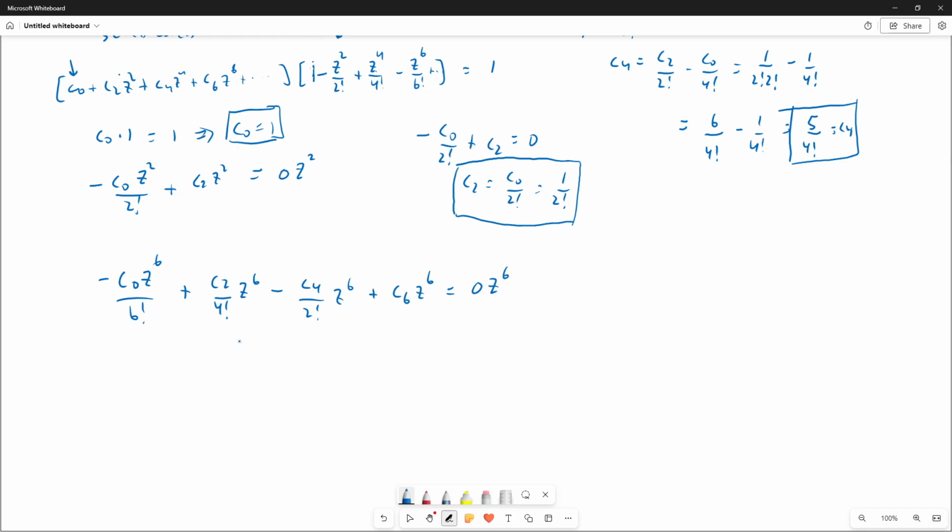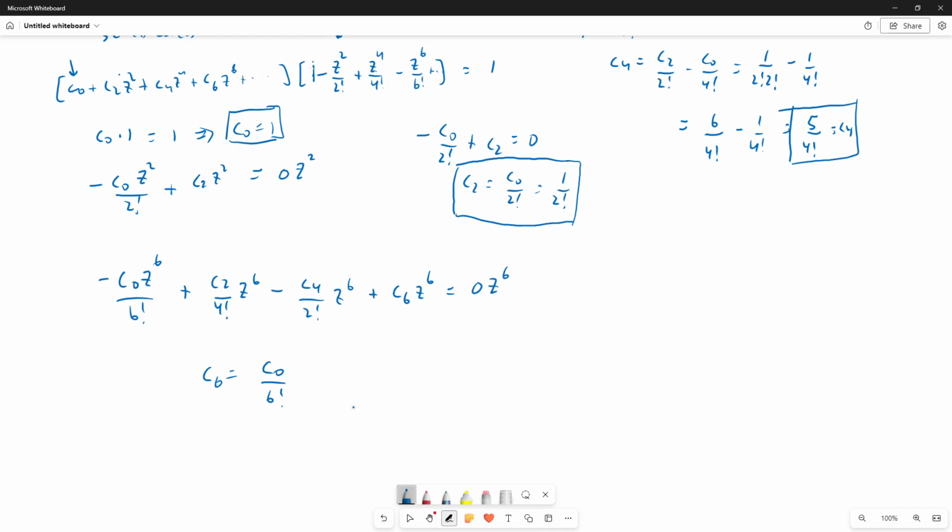So our coefficients add to 0. So C6 is equal to the negatives of those. So C0 over 6 factorial minus C2 over 4 factorial plus C4 over 2 factorial. Let's plug in what we know so far. C0 is 1. C2 is 1 over 2 factorial. C4 is 5 over 4 factorial.